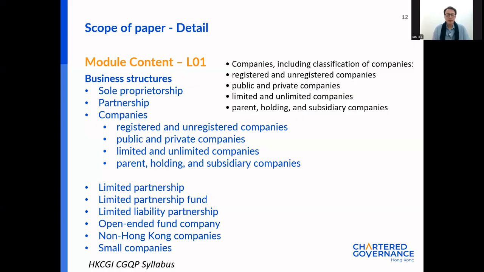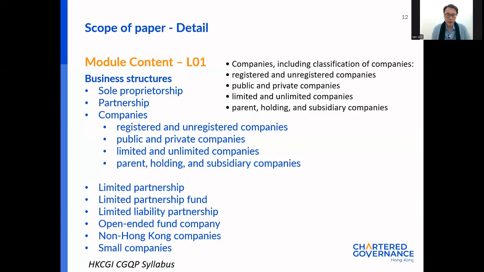Okay. Then you have the limited and unlimited companies. So limited, they mean limited liability. So it's entirely possible to have an unlimited liability company. However, it would not make sense to do so. So that's the reason why if you do incorporate your company, you would choose to have a limited liability company.